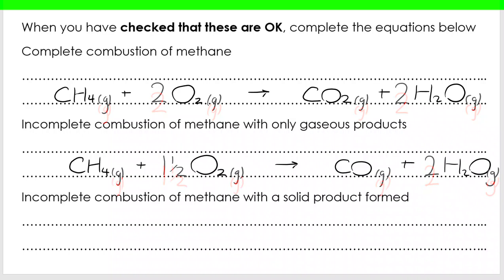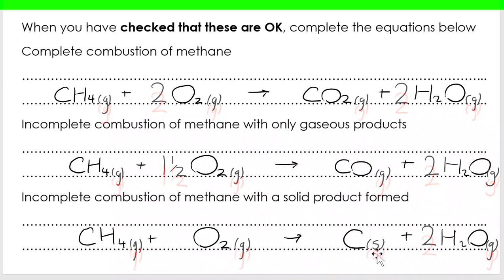And finally, if we're doing this making a solid product, we're going to make carbon. The balancing here is 2 H2O, but it's 1 O2. And you can actually map here the decreased use of oxygen because there is a decreased supply of oxygen going from 2 at complete to 1 for incomplete, making carbon. State symbols added once again. You'll notice that carbon is a solid there.